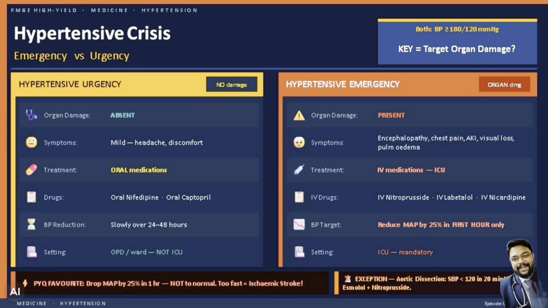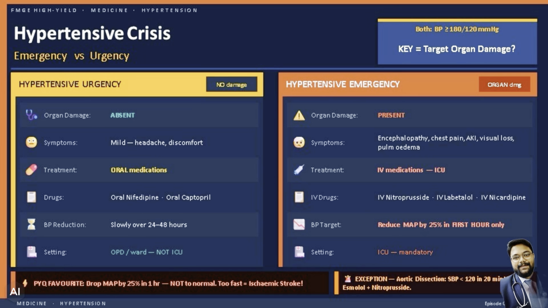Hypertensive emergency with acute end organ damage. Severe symptoms, encephalopathy, chest pain, vision loss, renal failure, pulmonary edema. Treatment, IV medications in the intensive care unit. Drugs, IV nitroprusside, IV labetalol, IV nicardipine. Goal, reduce mean arterial pressure by 25% in the first hour, not more, and not back to normal.